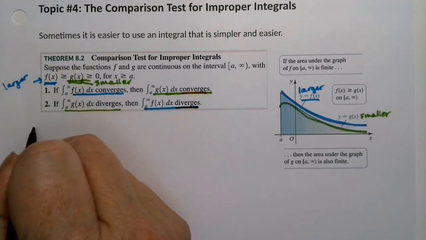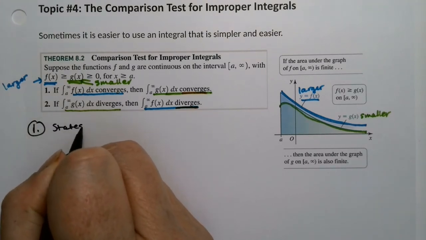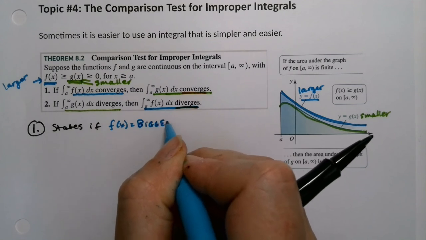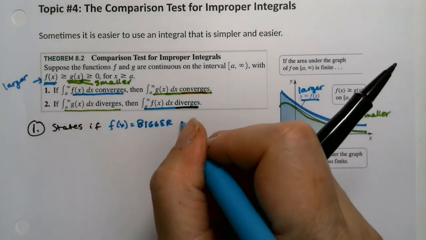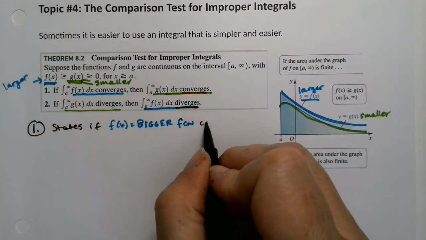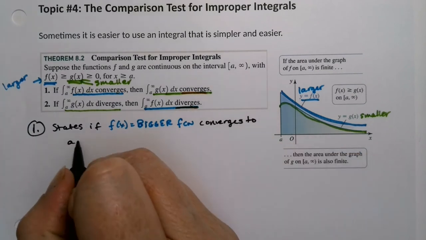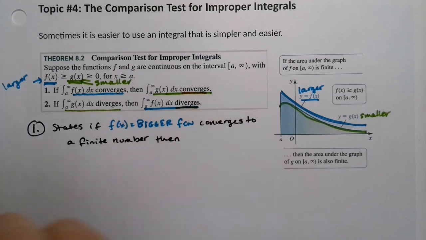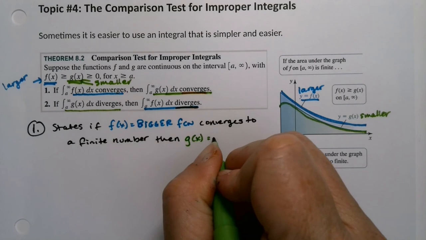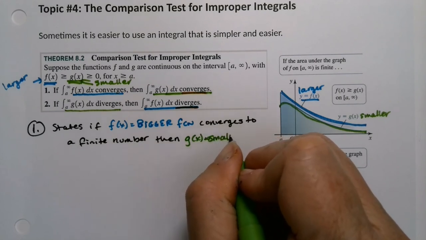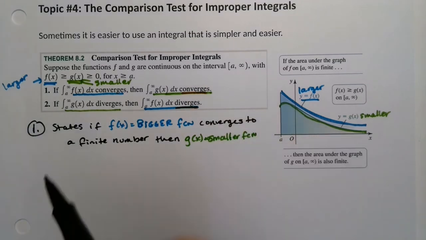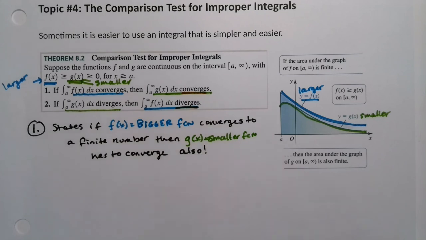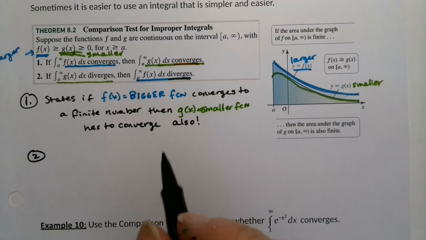Okay, number 1 states that if f of x, which is the bigger function, converges to a finite number, right, that's what convergent means, then g of x, which is the smaller function, will have to also. Number 2 is saying, right, because the big one's going to force it down.